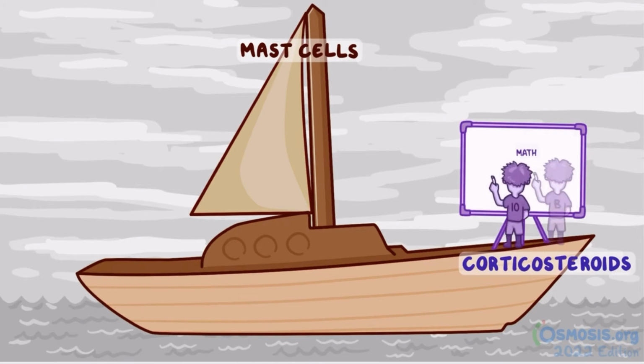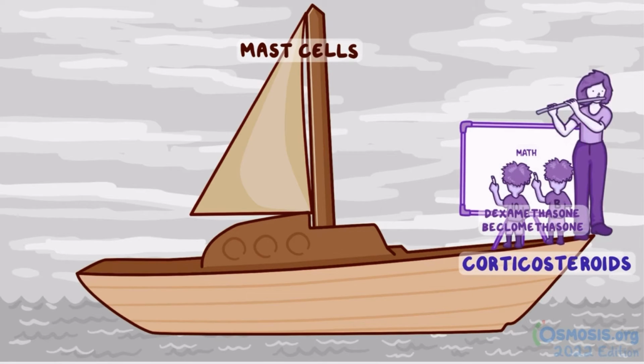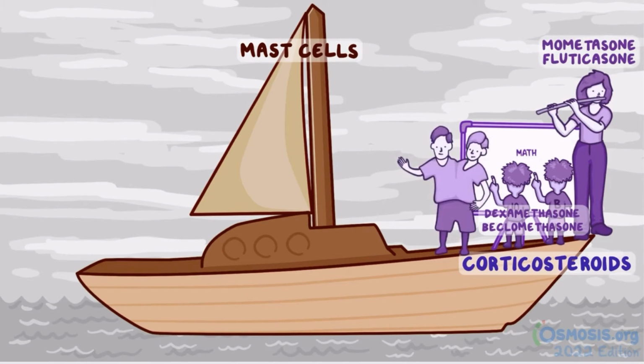First, let's have two of the boys doing math problems on a whiteboard for dexamethasone and beclomethasone. The mother is there playing the flute for her sons, which represents mometasone and fluticasone. Lastly, there's a pair of conjoined twins who are best buds for budesonide. They're surrounded by a misty fog to help you remember that they are inhaled corticosteroids.